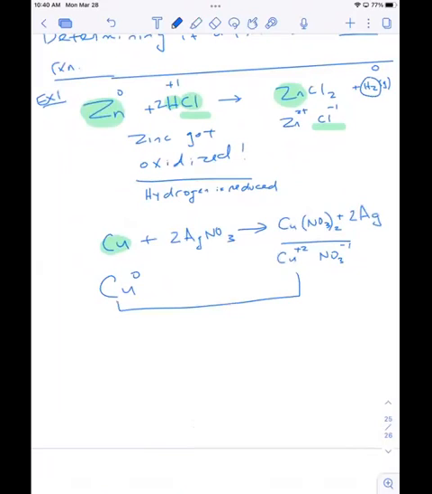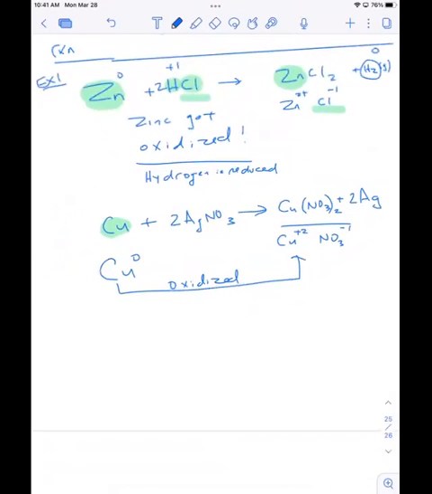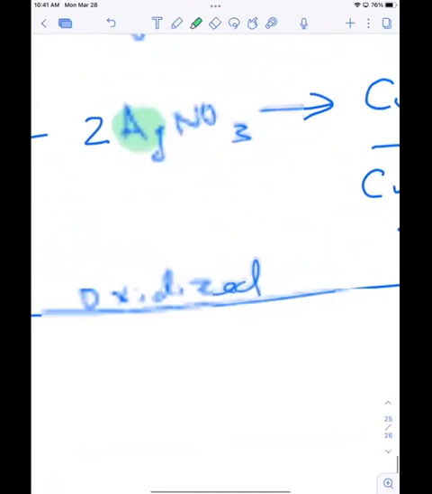Do you see what happened? It went from copper 0 to copper +2. So if the oxidation number went up, did it get oxidized or reduced? If the oxidation number increases, it got oxidized. Right? Now let's take silver, for instance. Silver on this side, if we undid this, it would be what?